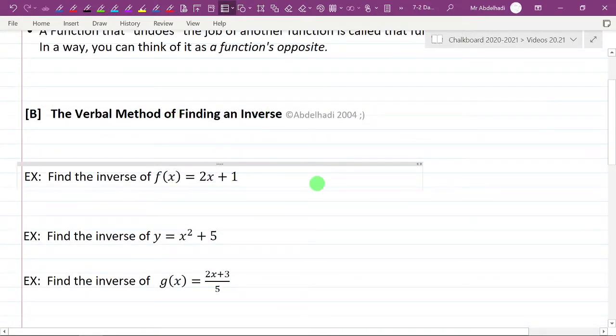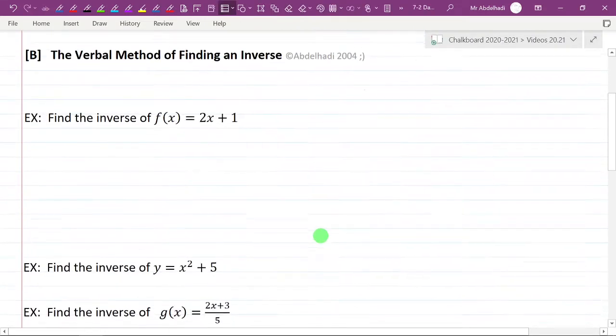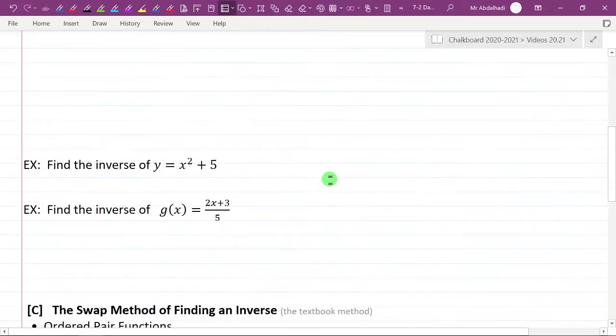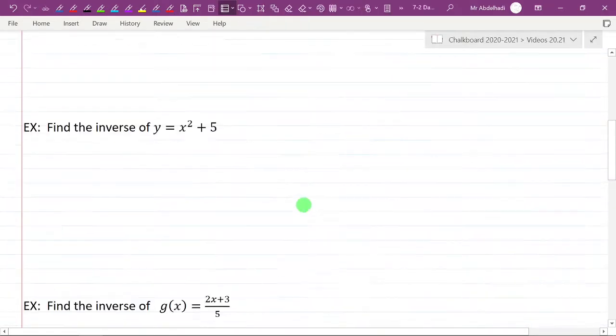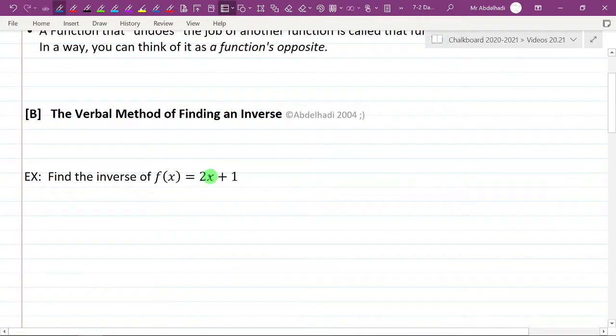I call it the verbal method because you have to verbally explain what a function is doing, and that means you have to really understand what's going on with the function, and then you can tell me what the opposite is. So what we're going to do is take a function here, and the function is called f of x, and we're going to verbally describe what's going on with this function. What does this function do to the x's you give it?